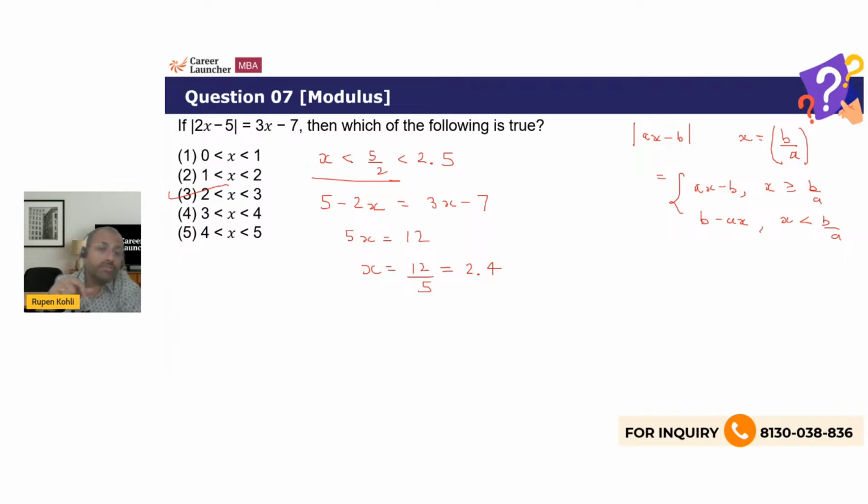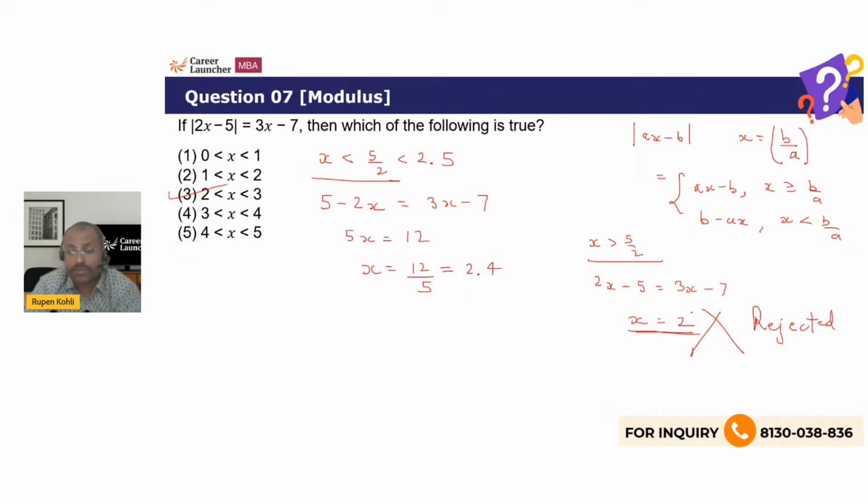Always ensure that the solution you get at the end of opening the modulus term satisfies the original condition under which the modulus has been opened up. For example, if I open the modulus for x more than 5 by 2, then I get the equation 2x minus 5 equals 3x minus 7, which gives me 3x minus 2x, so x equals 7 minus 5, which is 2. But x equal to 2 is not more than 5 by 2, hence it has to be rejected, so it is not a solution. So once you open the modulus, whatever solution you get is only accepted if it satisfies the original condition based on which it has been opened. So don't forget to do that check.